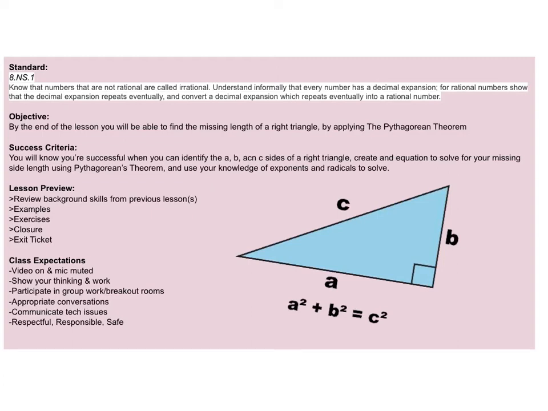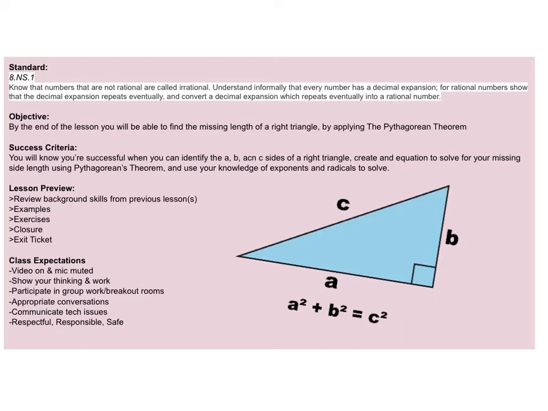Good morning. Today is the first lesson of Module 7. We're going to start with Lesson 1. Our standard that we're going to be working on is 8NS1, and it's all about identifying rational and irrational numbers and decimals and fractions. So we're going to be getting into that eventually. Today we're going to be working strictly with right triangles. It's kind of like a basis lesson for this work.